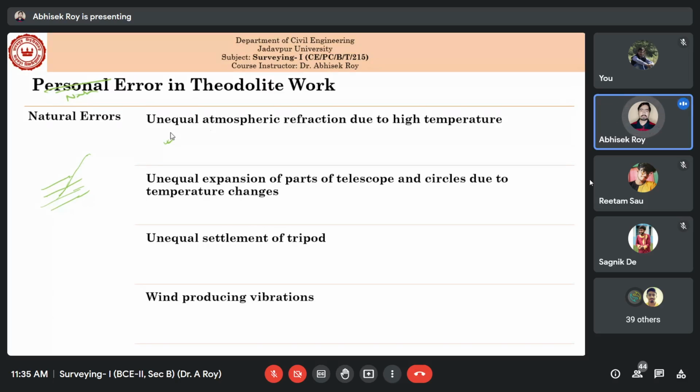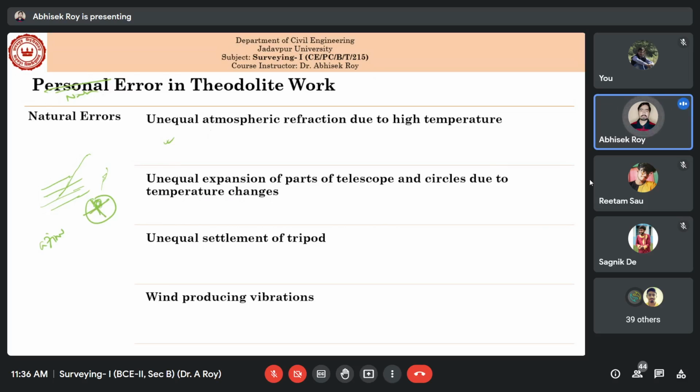But suppose you are bisecting, or taking the measurements of the sun, like we do in the case of azimuth determination, in that case we point our telescope towards the sun, right? And we keep the sun in our telescope crosshair like this.